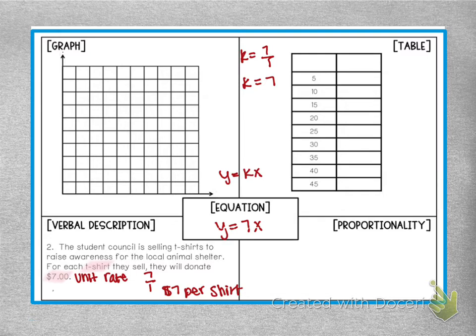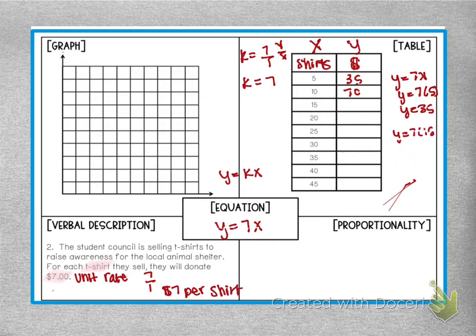So $7 per shirt, and this is y over x. So that means your y is the $7. So y is money, and 1 is your x, which represents shirts. So y equals 7x. And if we plug in 5, we get y equals 7 times 5, which is 35. And then 7 times 10 is 70. And then y equals 7 times 15. And so I want you to go ahead and finish the table and the chart.